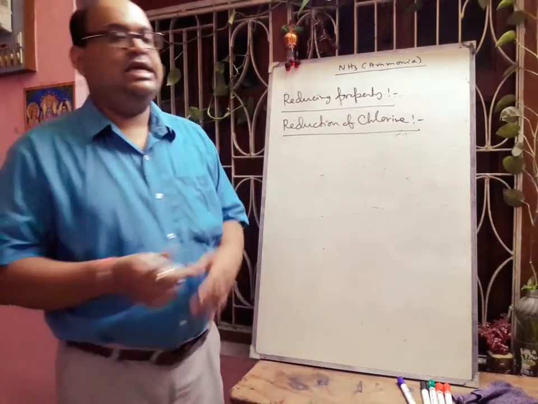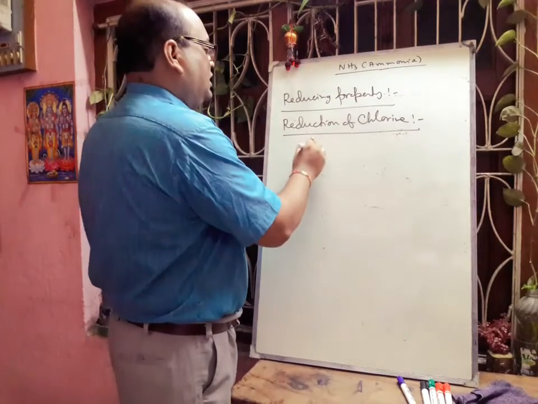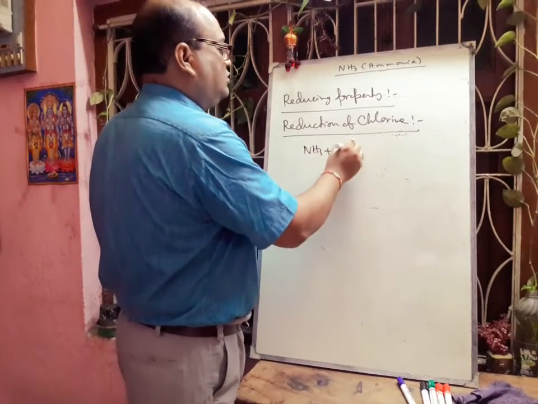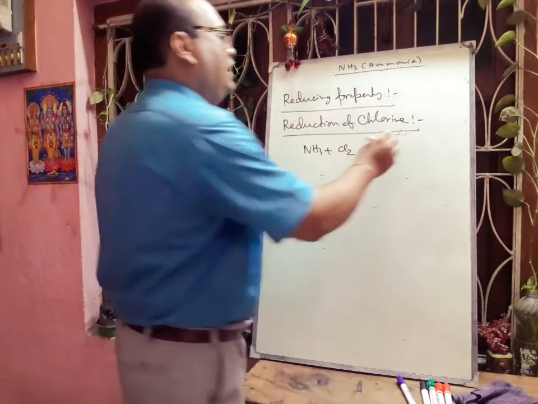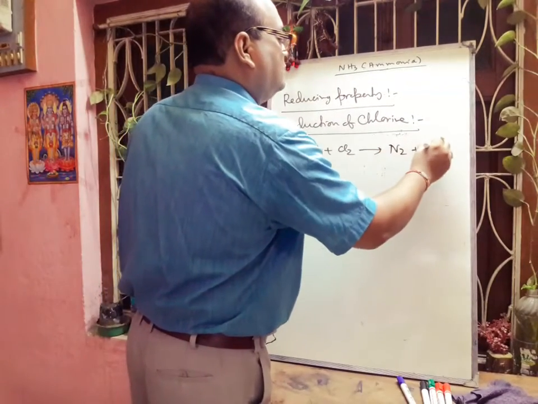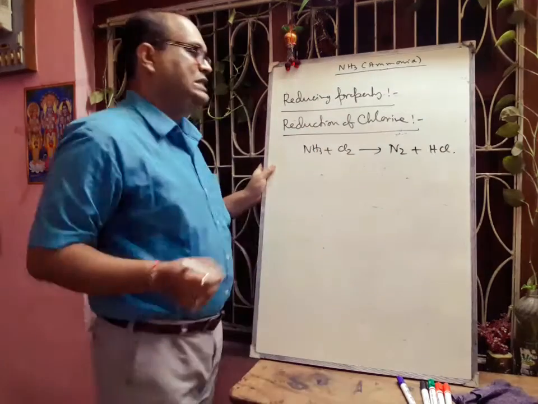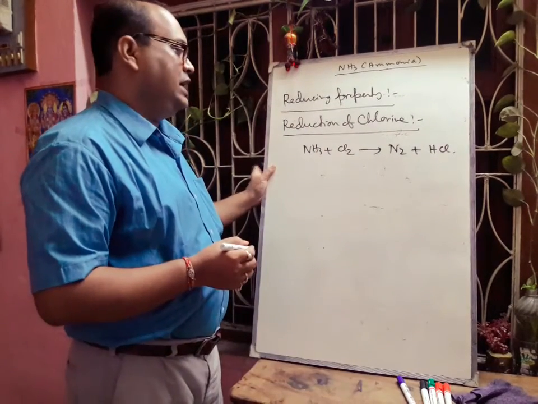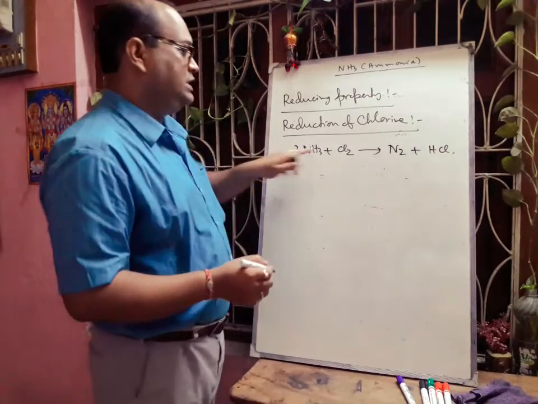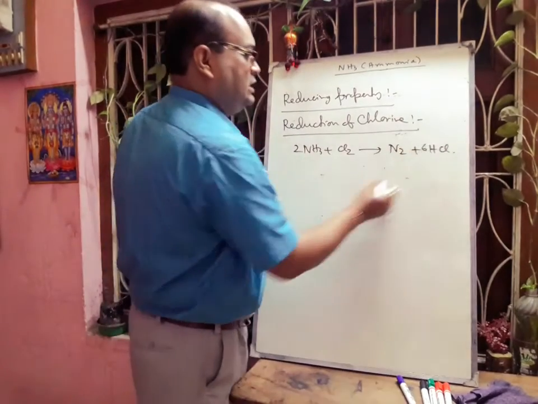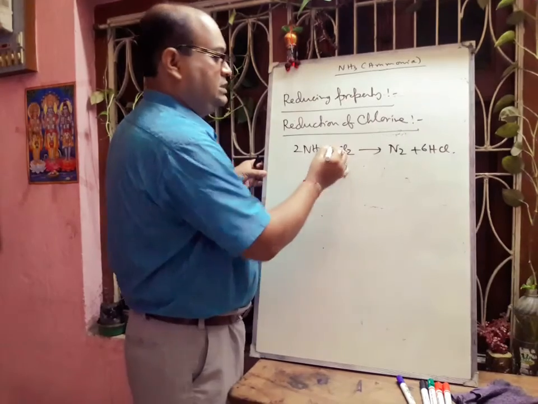So what is the reaction here? First ammonia gas will react with this chlorine gas, and there will be formation of N2 and HCl. Now we have to balance this equation. So here nitrogen is 2, you have to write 2 here. So now it is 6, you have to write 6 here. Then here HCl.